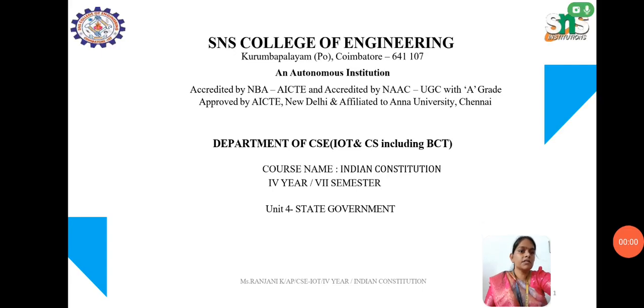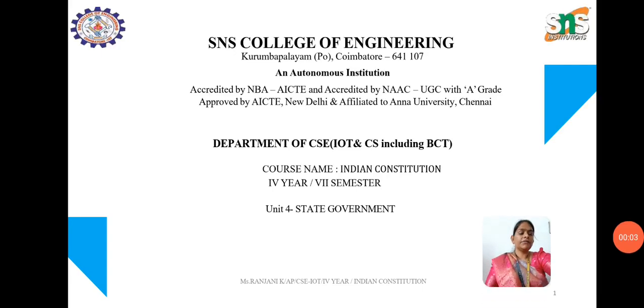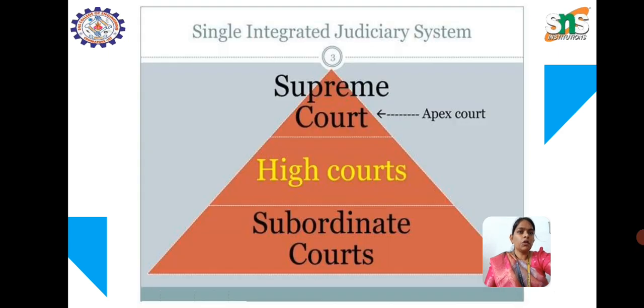Today we are going to discuss the functions and powers of the High Court. So you all know the Supreme Court has the highest power, followed by the High Court, and next will be your subordinate courts. So this is the single integrated judiciary system. The topmost will be your Supreme Court judgment.